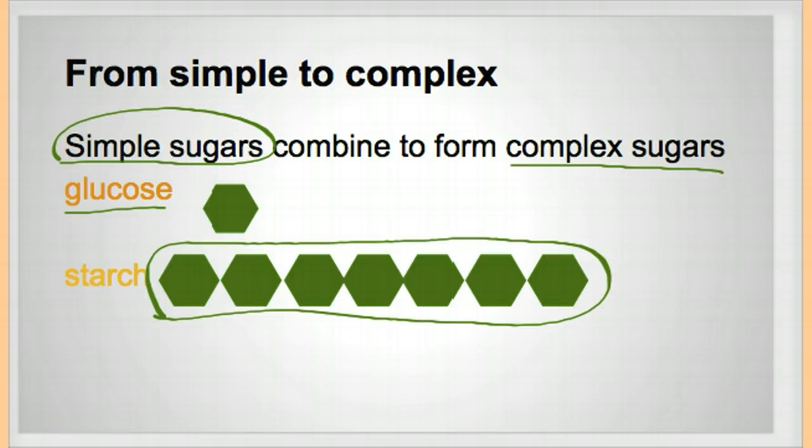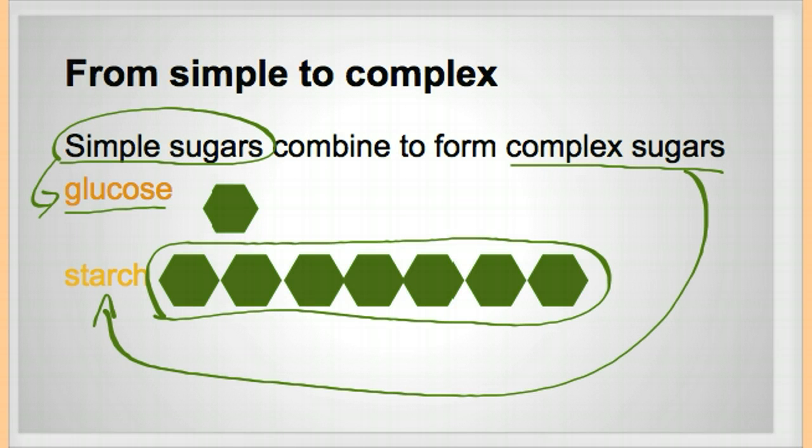An example of a simple sugar is glucose. An example of a complex sugar is starch. So simple sugars are made up of one or two sugar molecules. Complex sugar are made up of many sugar molecules.